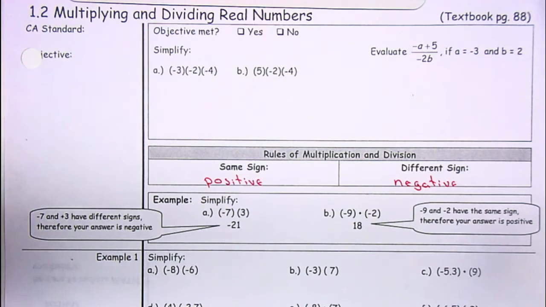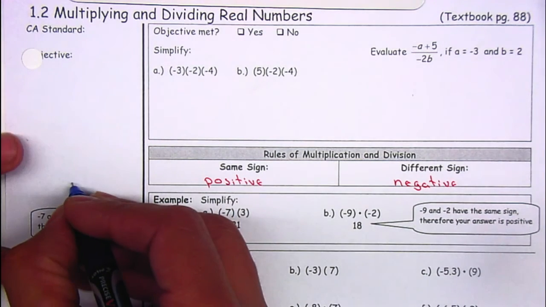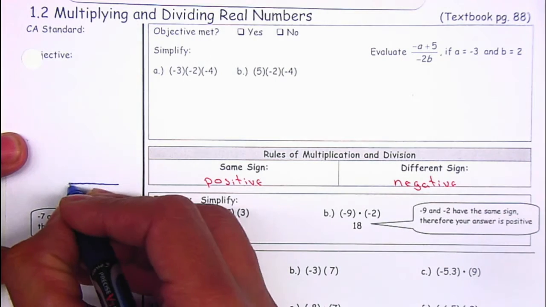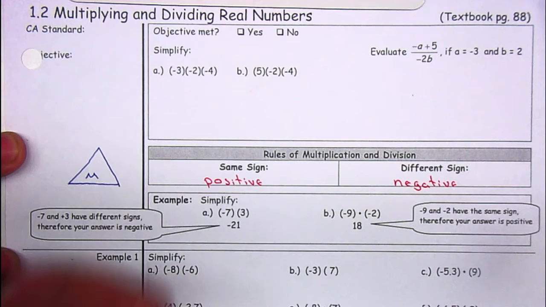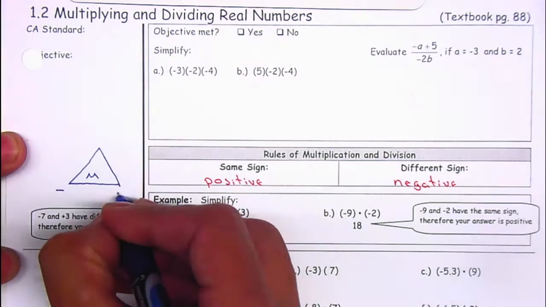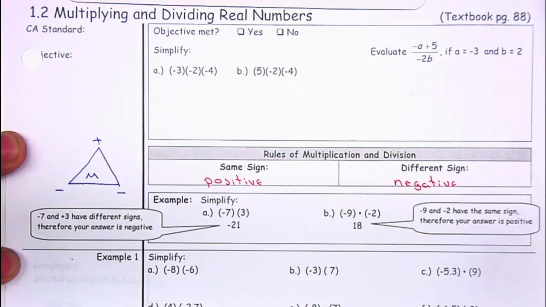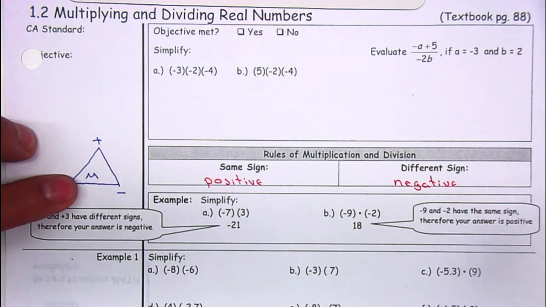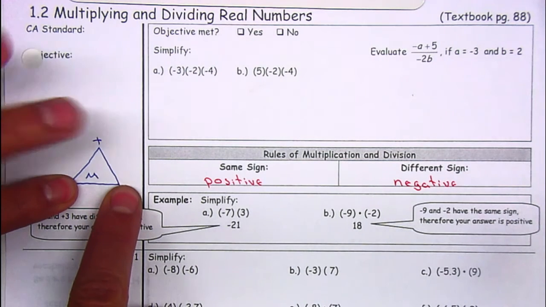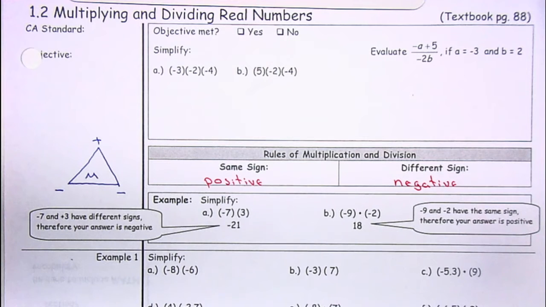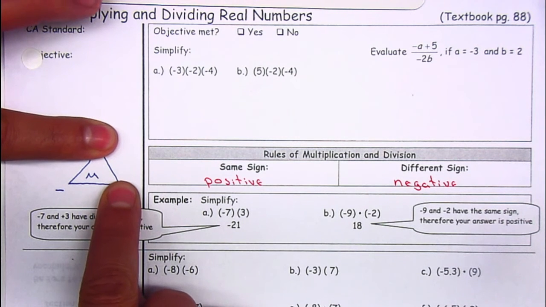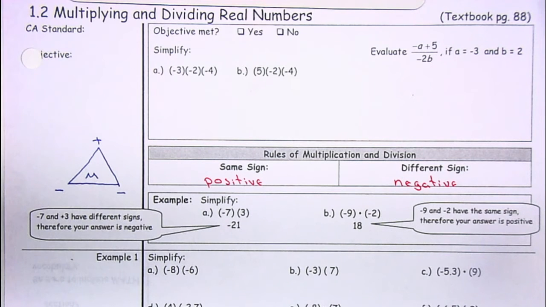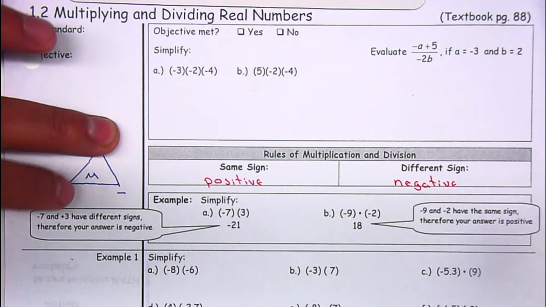Something that we'll be using in this class that has been very useful for many of my students is the multiplication and division triangle. If we multiply a negative and a negative, your answer will be a positive. If you multiply a positive number times a negative, your answer will be negative. If you multiply a negative and a positive, your answer will be negative.